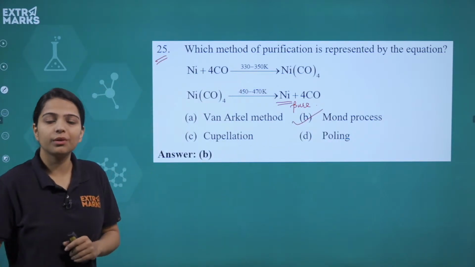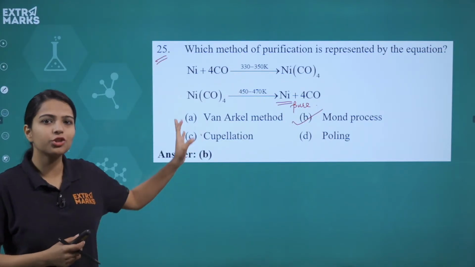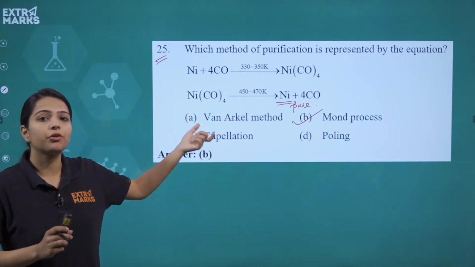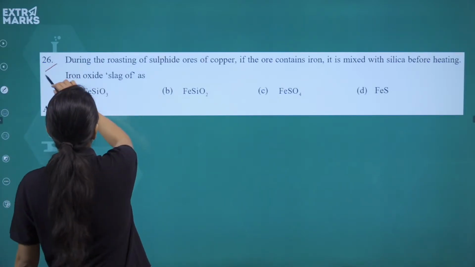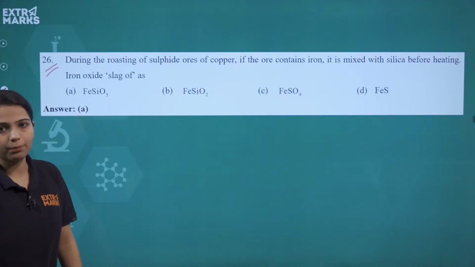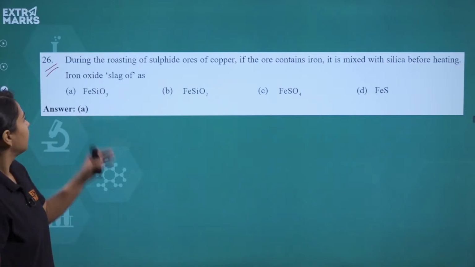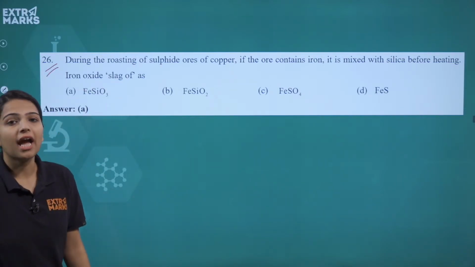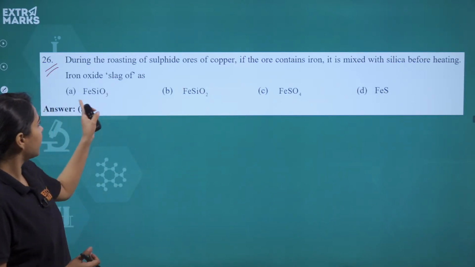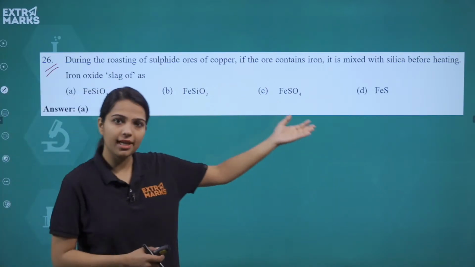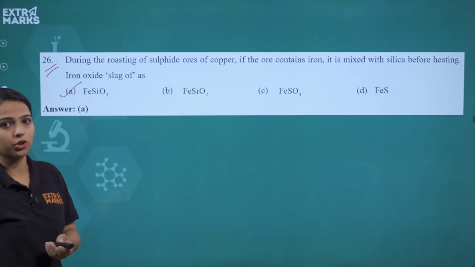In the Van Arkel method we purify titanium. The Van Arkel method is similar to this; the difference is we purify titanium using Van Arkel. Alright, next question 26. During the roasting of sulfide ores of copper, if the ore contains iron, it is mixed with silica before heating. Iron oxide slags off as what? So iron oxide is going to come out as impurities as what? FeSiO3, FeSiO2, FeSO4 or FeS. So the slag over here is iron silicate, FeSiO3, option A.